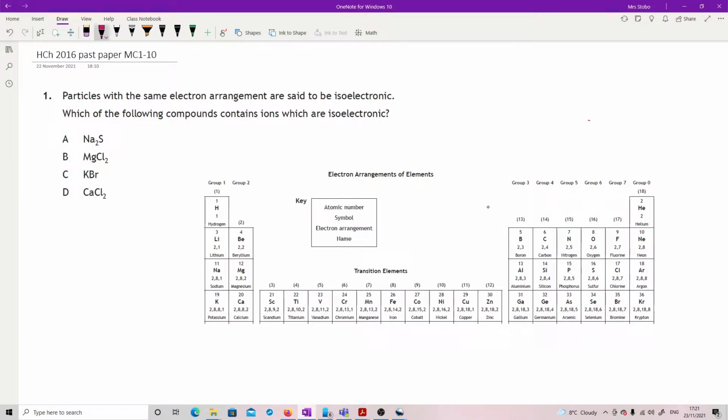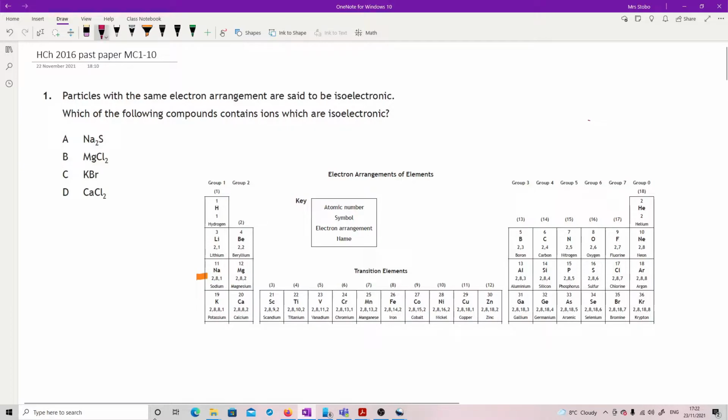Particles with the same electron arrangement are said to be isoelectronic. Which of the following compounds contains ions which are isoelectronic? I've pulled the electron arrangements for the elements from here. So what we're looking at is sodium in this one. So sodium is over here.